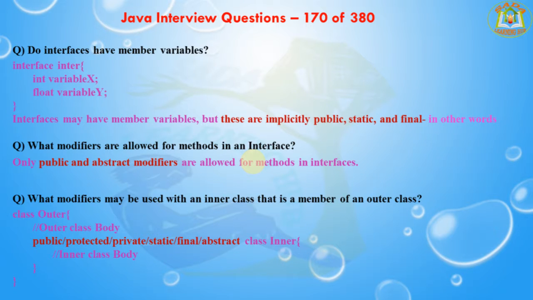The next question is, do interfaces have member variables? Interfaces may have member variables, but these are implicitly public static and final. In other words, interfaces can declare only constants, not instance variables, that are available to all implementations and may be used as key references for method arguments.